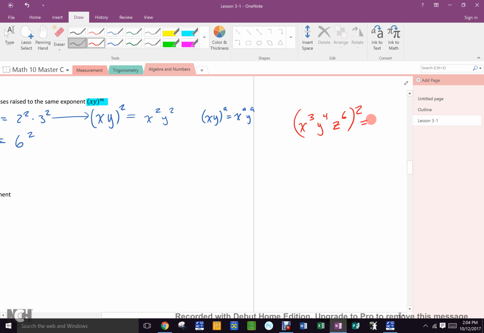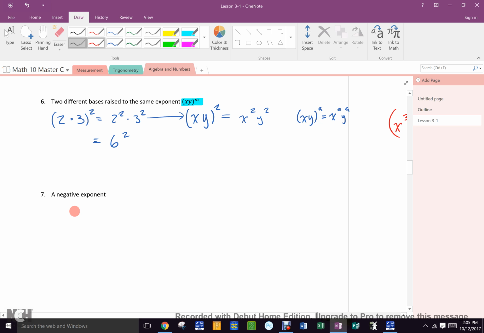X to the 6th, y to the 8th, z to the 12th. Is everybody cool to there? Okay, now listen to me. I'm not joking about this. The next thing we're going to do is actually a little complicated. You have to be good up to here. Is everybody good with exponent laws 1 through 6? Even when I mess around with them like this. You're all cool with that? Okay.